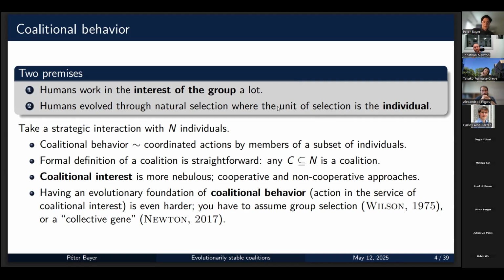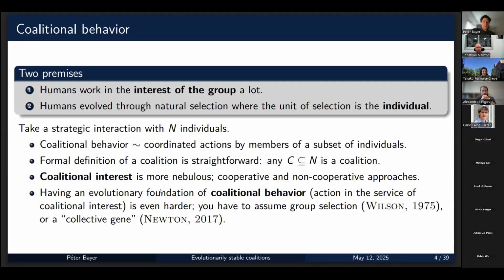we might have some controversy. When we take any strategic interaction between n individuals, it is easy to describe coalitional behavior because we kind of agree that it means coordinated actions by members of a subset of individuals. And we already agree on what a coalition is. Okay, I just take a subset of the player set. But to define coalitional interest, we have already started branching off into various ways that one can do this. And I'm going to keep it very simple. I'm going to describe what I call a cooperative approach and what I call a non-cooperative approach, just to give you a taste of where some sources of controversy can come from.